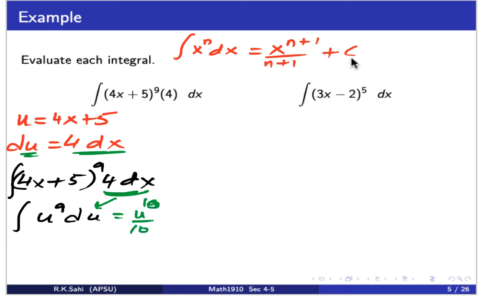Remember, you put the c at the very end, the final. Now you have done your integral. And after that, just replace the u by 4x plus 5 because the original problem was in x. So it's 4x plus 5 to the power 10 over 10, and then the final answer, put a c. Okay.